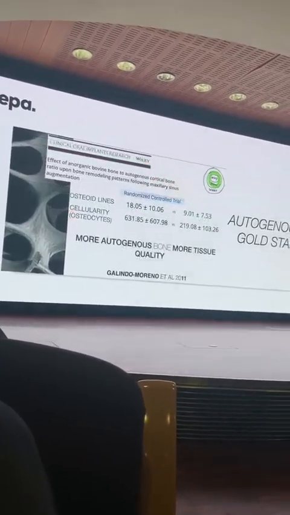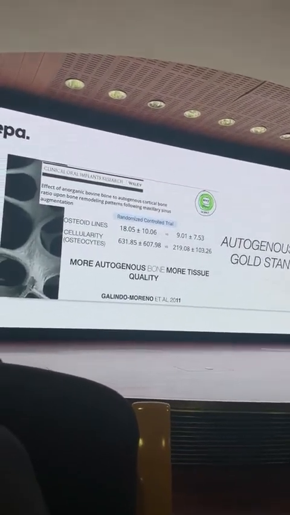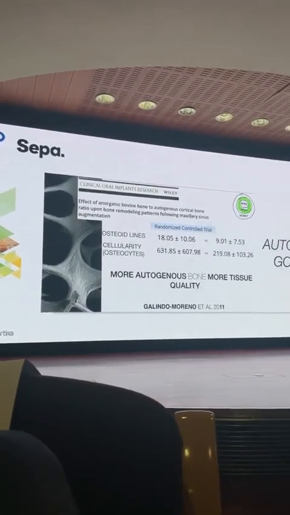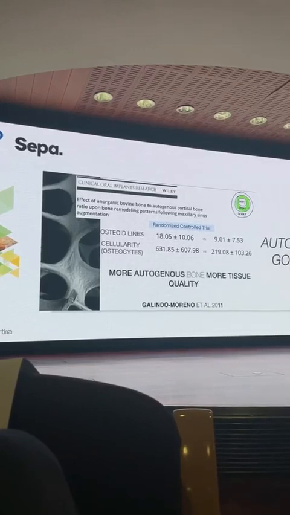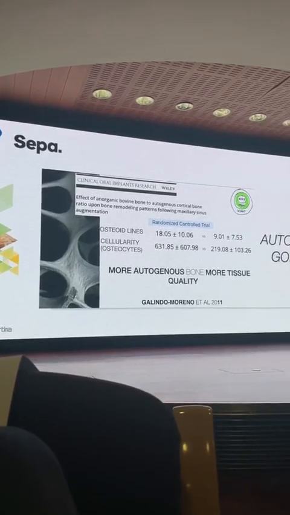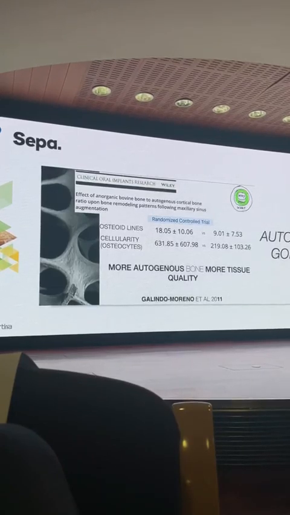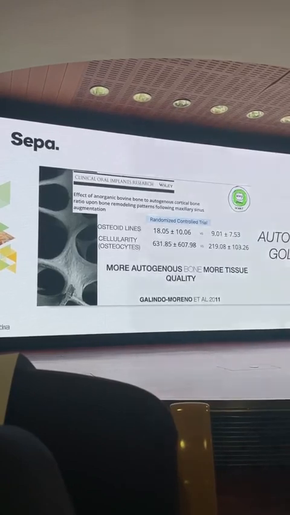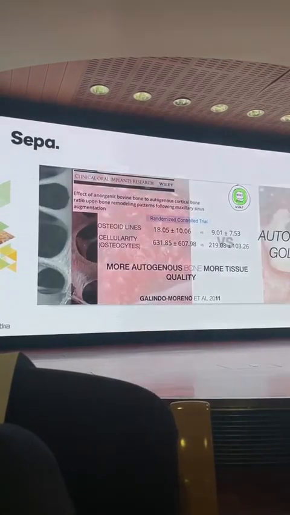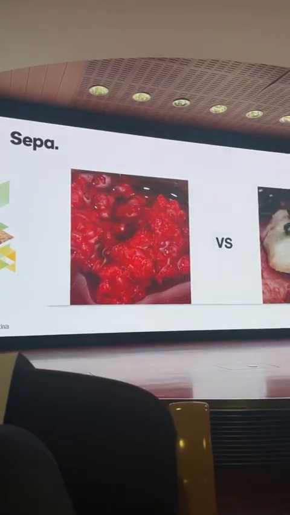And we know that improving the quantity of autogenous bone is improving the quality of the tissue that we are going to build up. So thinking that 90% of our implants is going to be seated in that area, I want to have the best quality tissue regenerated as I can. And obviously we have to make a choice.